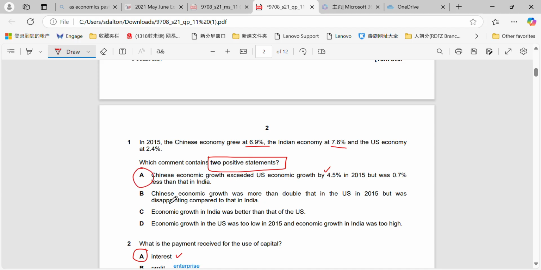If we just check the others, Chinese economic growth is more than double that of the US in 2015, but was disappointing compared to India. So that would make it normative because it's an opinion or subjective for the second statement. Economic growth in India was better than that of the US. Again, that's an opinion or a subjective statement. And economic growth in the US was too low in 2015. Again, that's an opinion, subjective, cannot be tested. Okay, and that's this paper done.